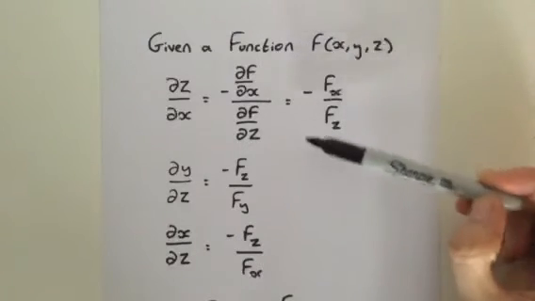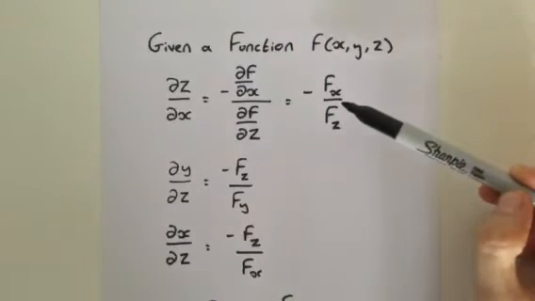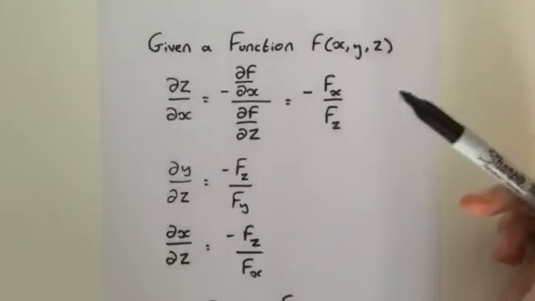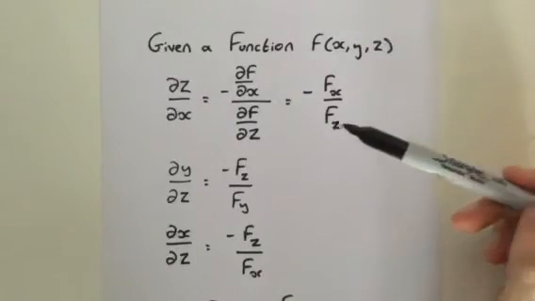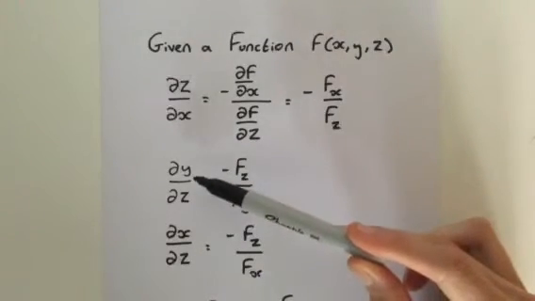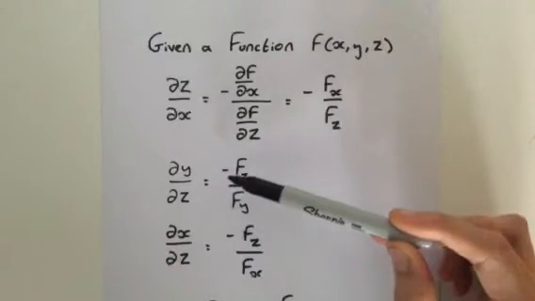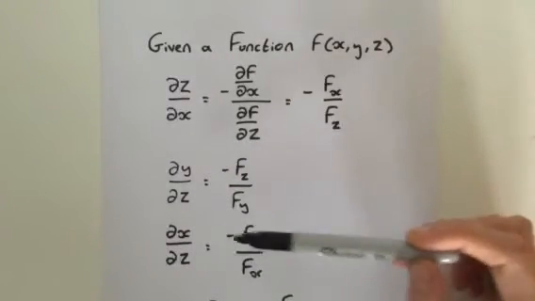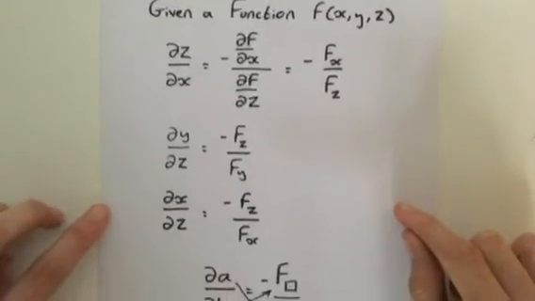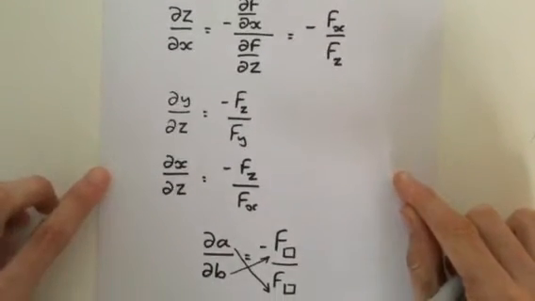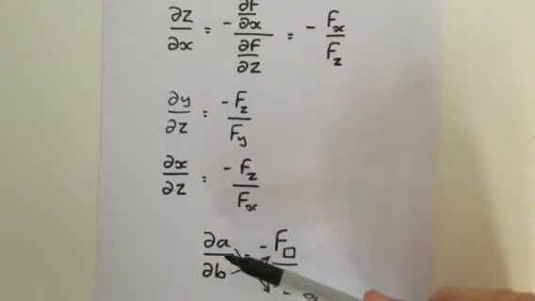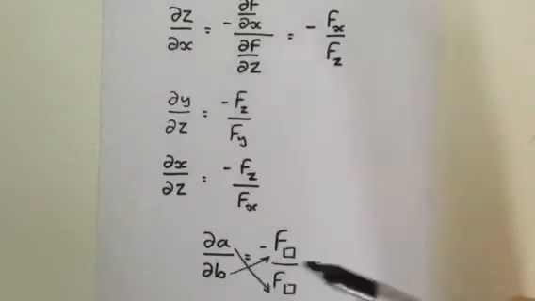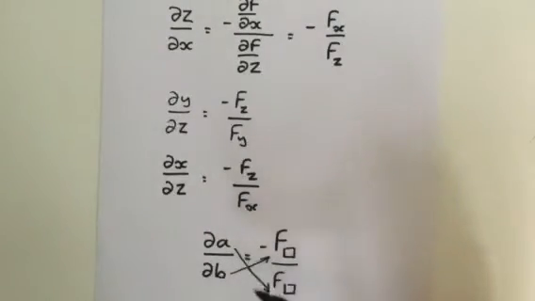If you're unsure on this type of notation, then please watch my video on derivative notation. So similarly, you can have the partial of y with respect to z is equal to minus f sub z divided by f sub y. Okay, so the general combination you are looking at is the partial of a with respect to b. You just simply do your cross. So b goes to the top, a goes to the bottom. Alright?